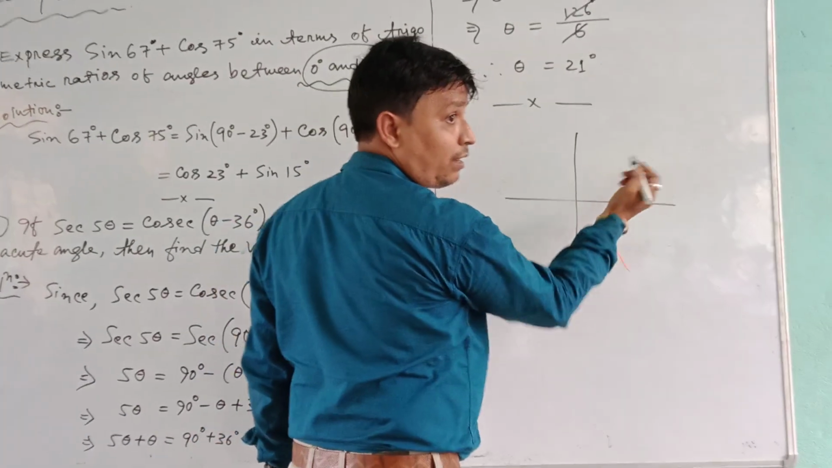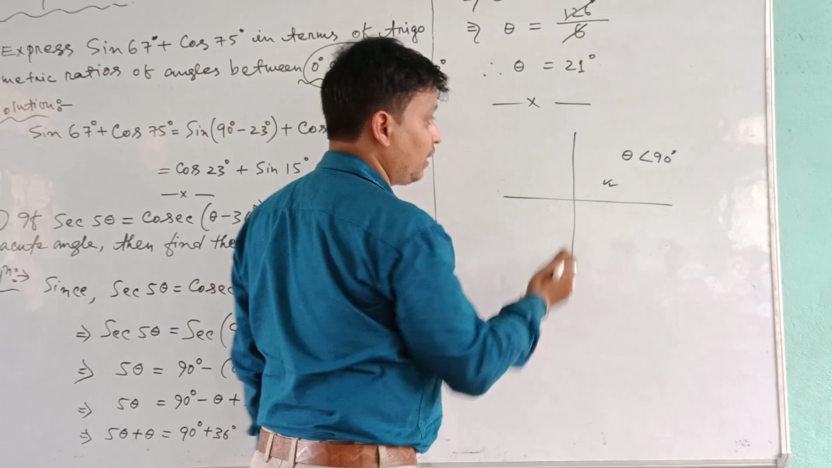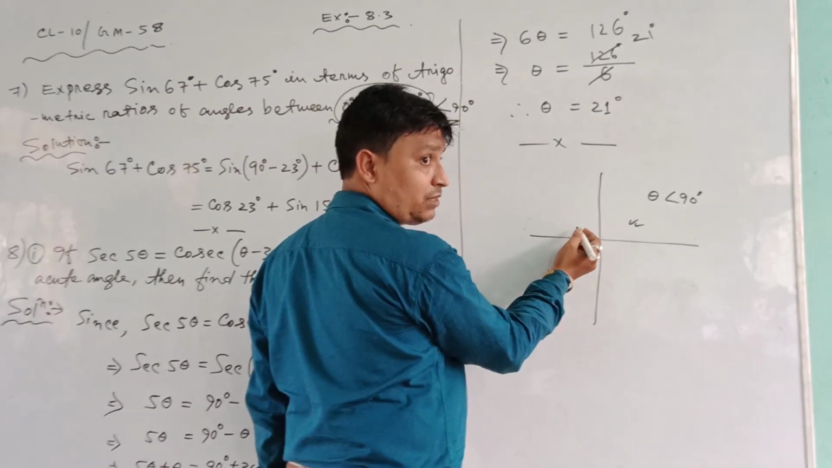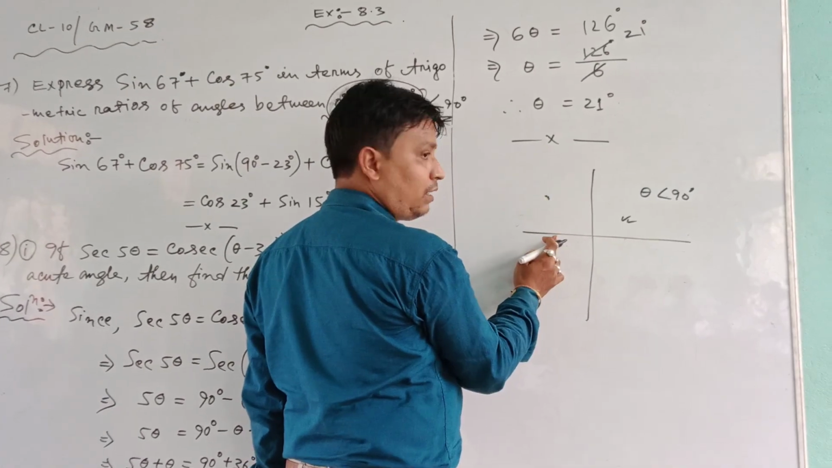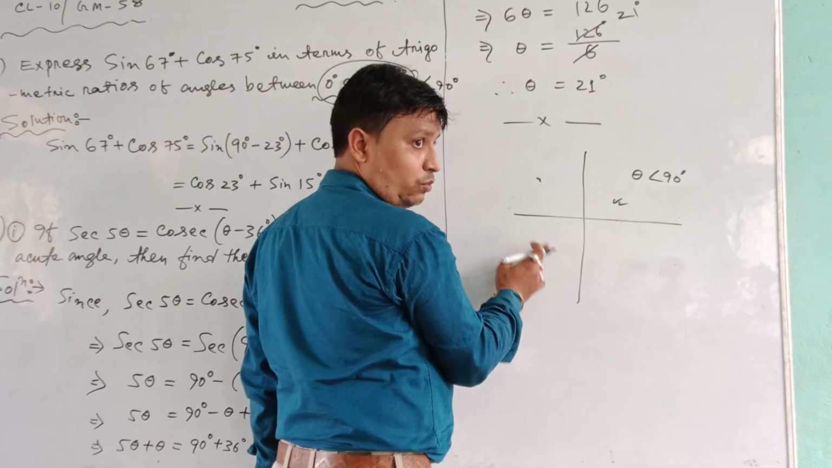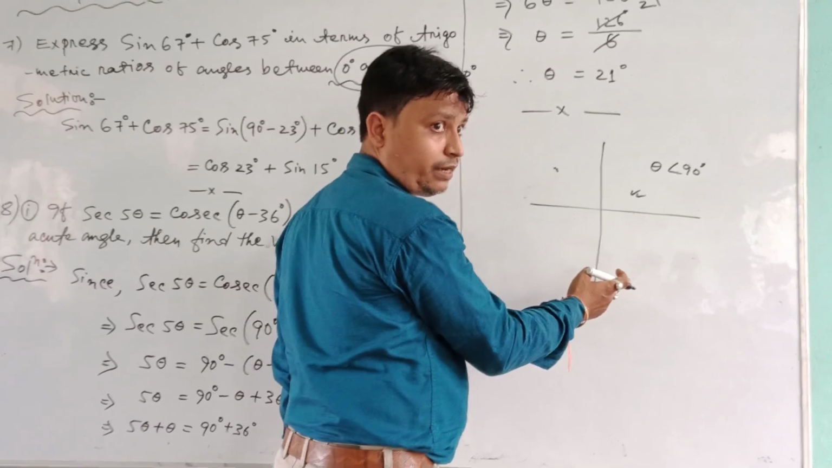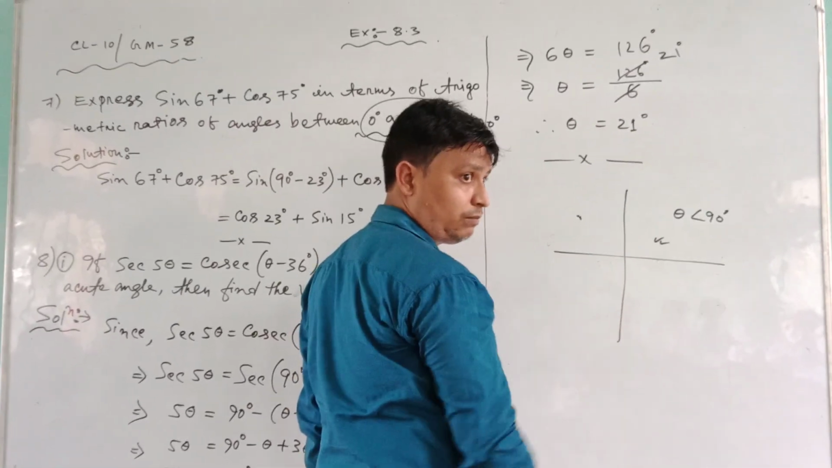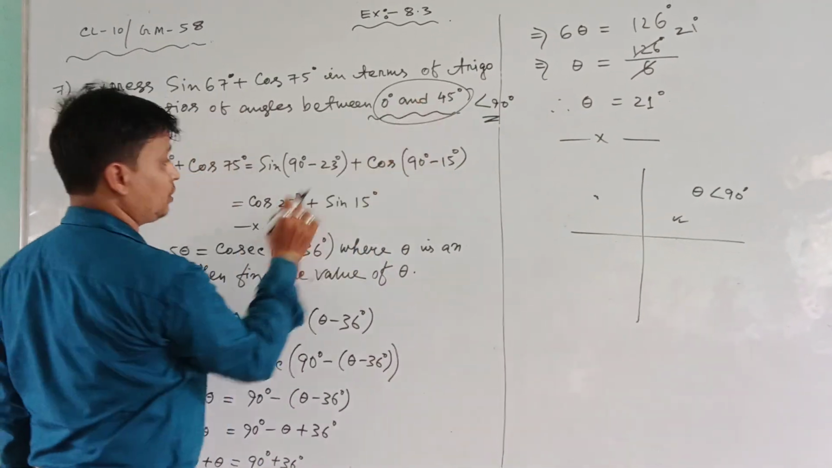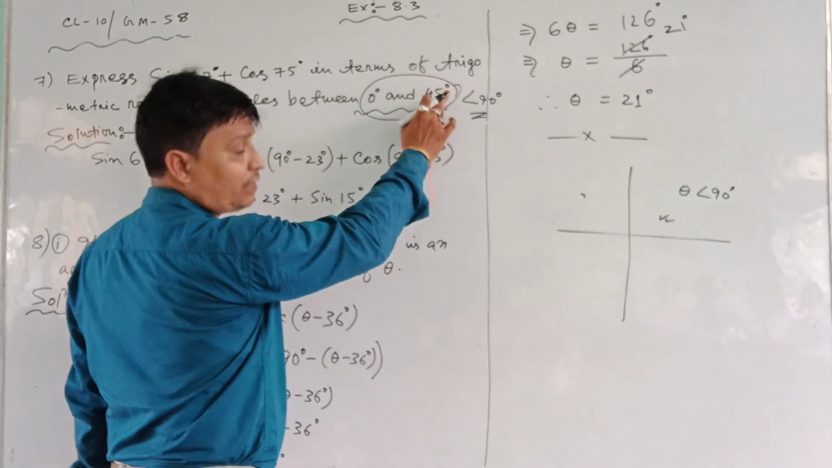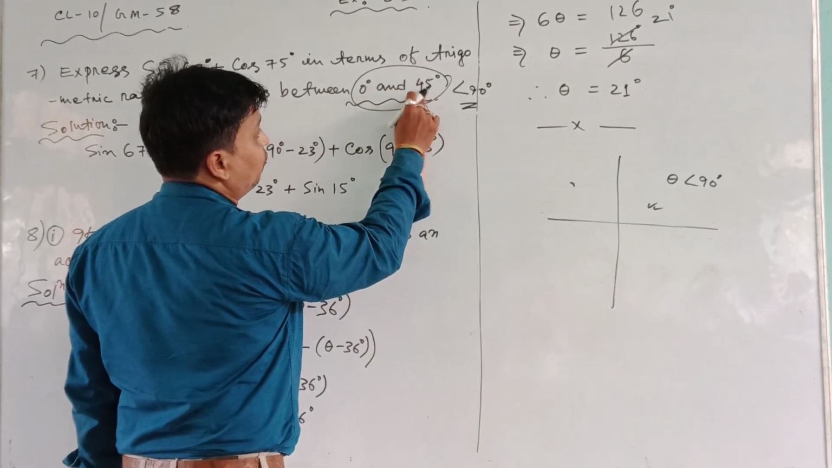So in a quadrant, angles which are less than 90 are under the first quadrant. Angles which are more than 90 and less than 180, meaning obtuse angles, are under the second quadrant. An angle more than 180, or reflex angle, is either in the third or fourth quadrant. We have to see the angle, then we have to select the quadrant. So whatever angles you get, 23 and 15, are between 0 and 45. But from the question we get the idea that 0 and 45 is less than 90.